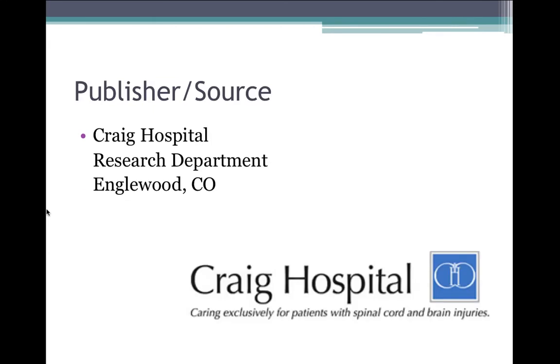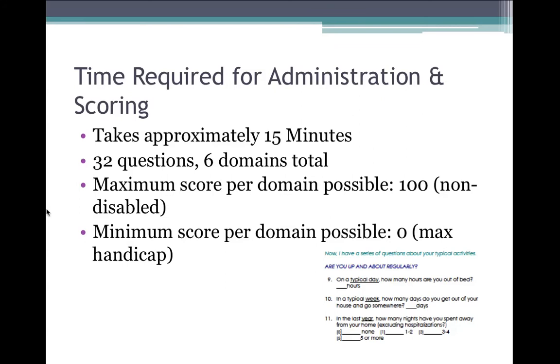The publisher is the research department of Craig Hospital, which is located in Englewood, Colorado. It cares exclusively for patients with spinal cord and brain injuries. It takes about 15 minutes to administer this assessment. There are 32 questions total and 6 domains, with a few questions per domain. The maximum score per domain possible is 100, which would be a non-disabled individual. The minimum score per domain possible is 0, which would be a max handicapped individual.